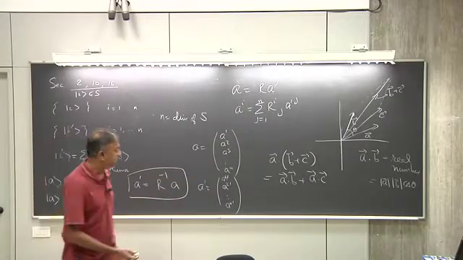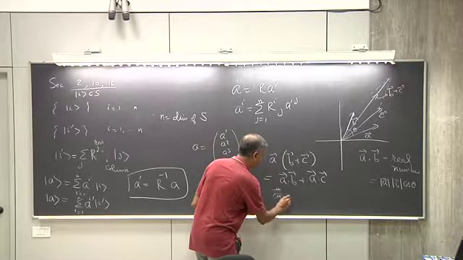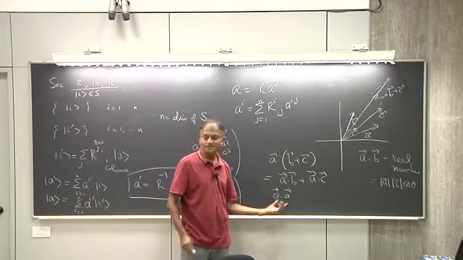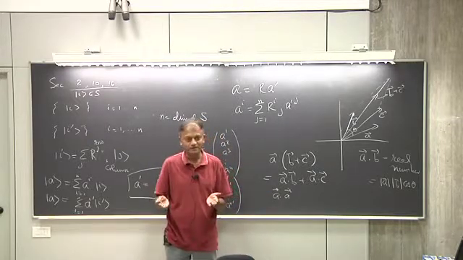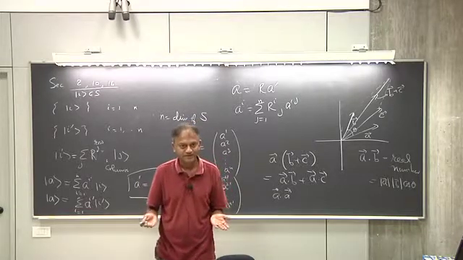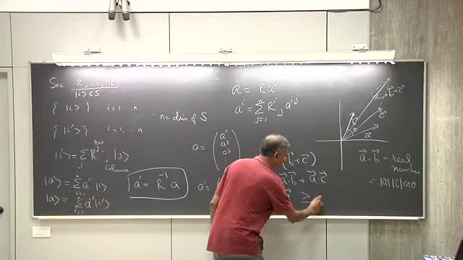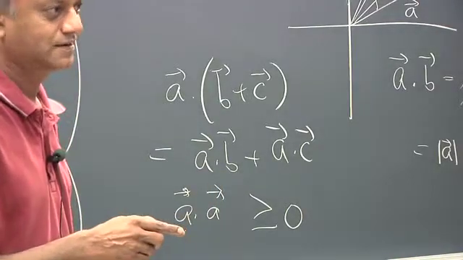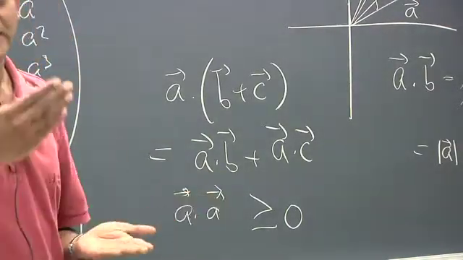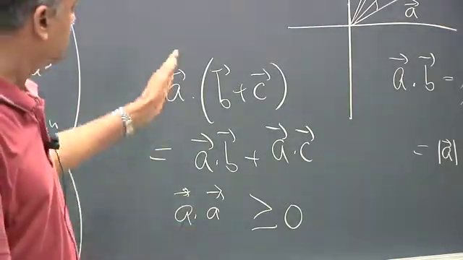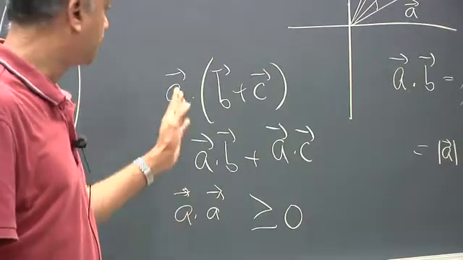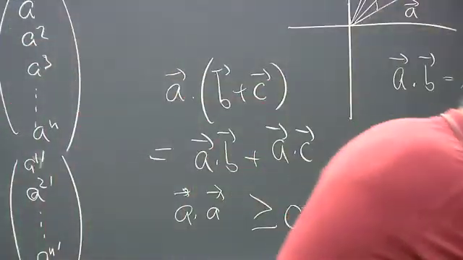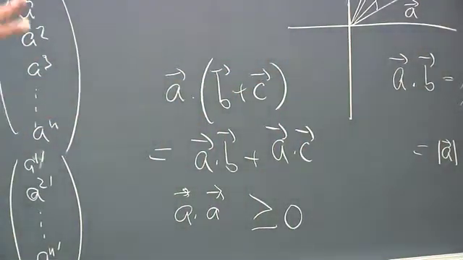Another condition is that if I take A dot A, where both vectors are the same vector, then we know this is just the length square of the vector, and the length square is going to be positive. So this is going to be greater than or equal to 0. It will be 0 only if the vector itself is the 0 vector. Otherwise, if the vector is not the 0 vector, then it will be positive. So these are some of the important properties that the dot product or scalar product satisfies.